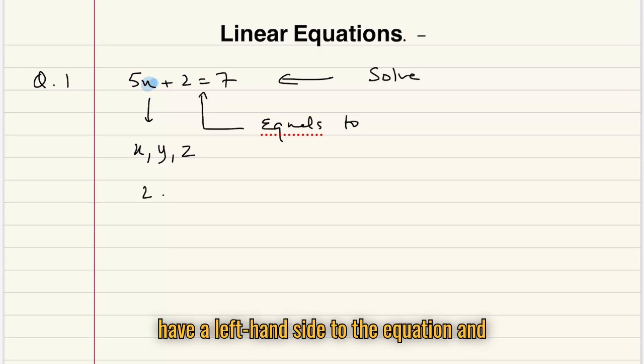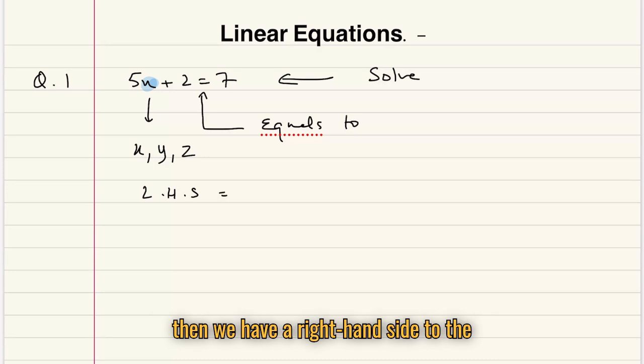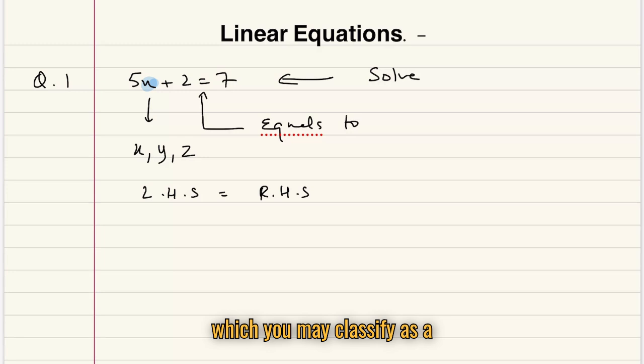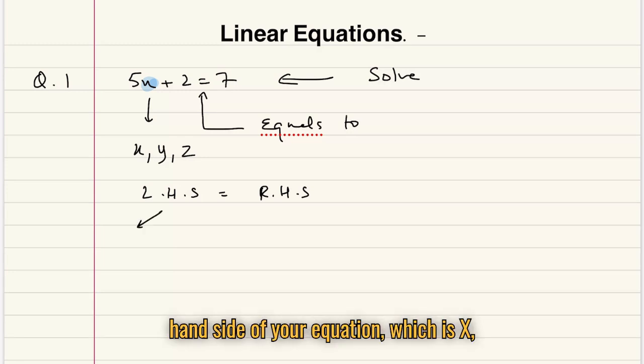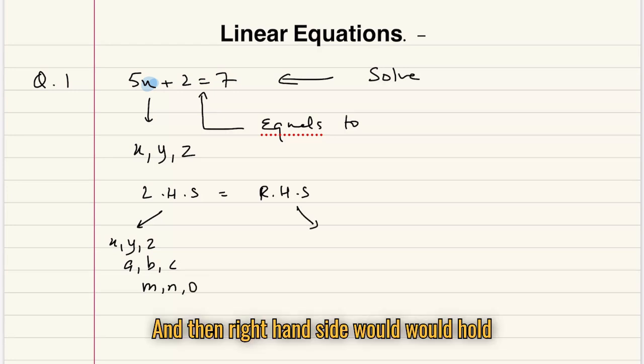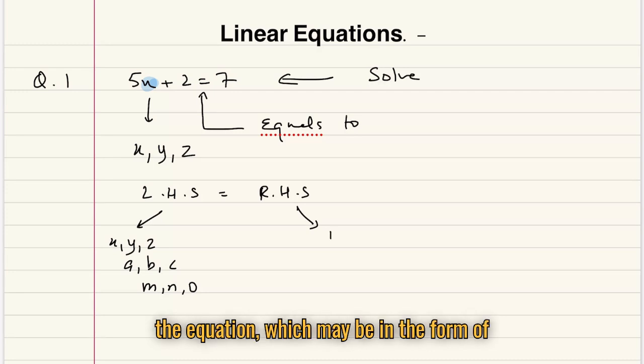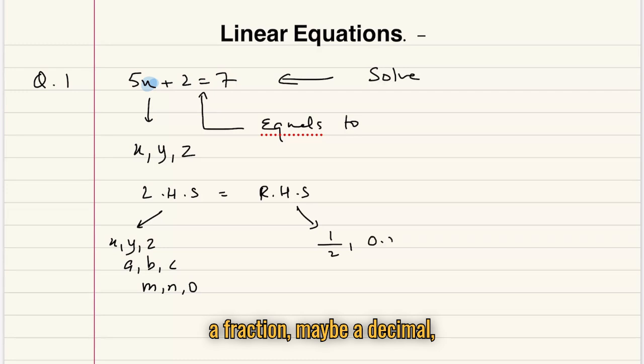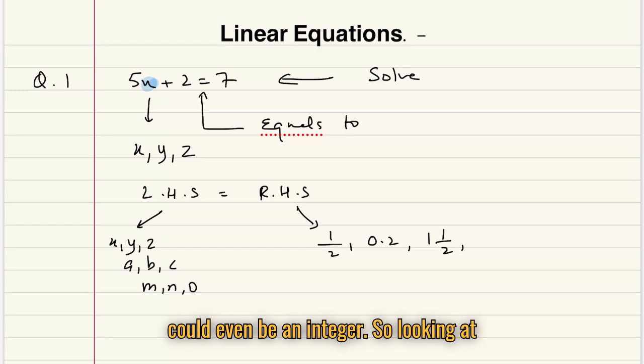So we have a left hand side to the equation, and then we have a right hand side to the equation. Everything that is a variable, which you may classify as an alphabet, would come to the left hand side of your equation, which is x, y, z, a, b, c, m, n, o, whatever. And then the right hand side would hold all the numbers that you come across in the equation, which may be in the form of a fraction, maybe a decimal, maybe a mixed number, or it could even be an integer.